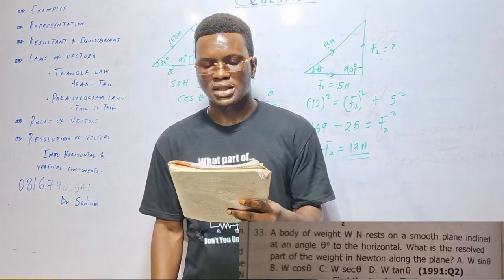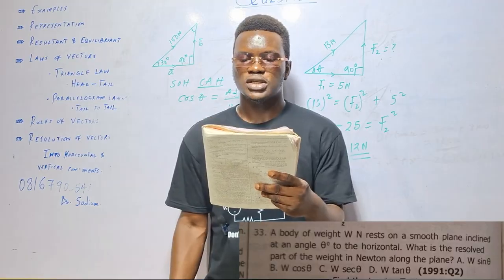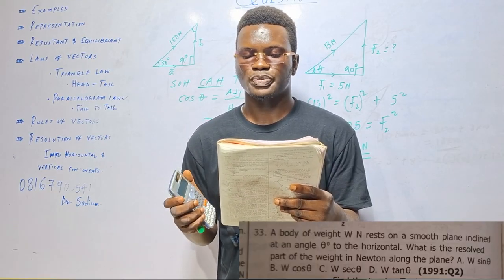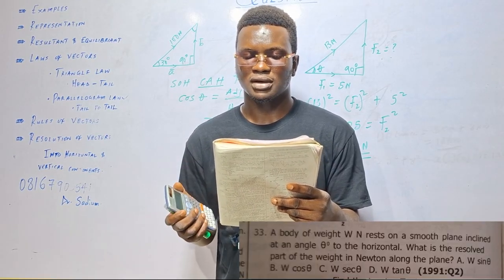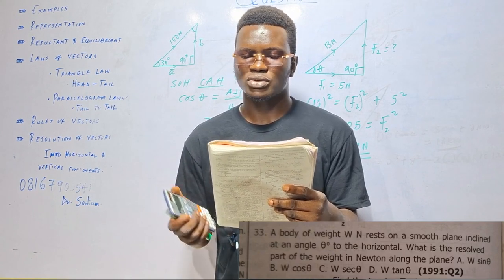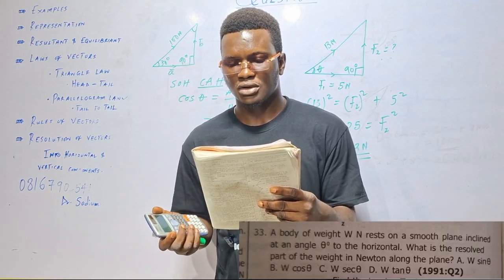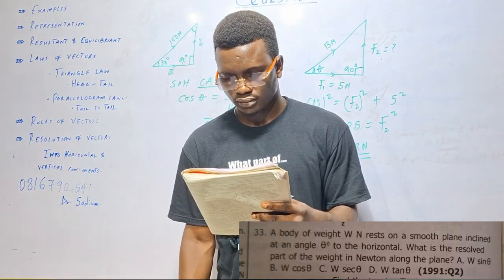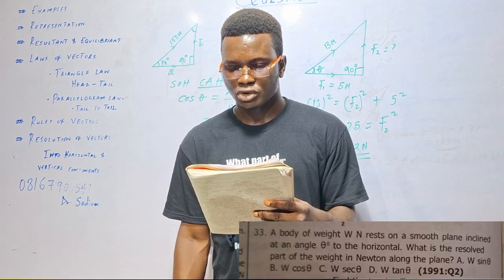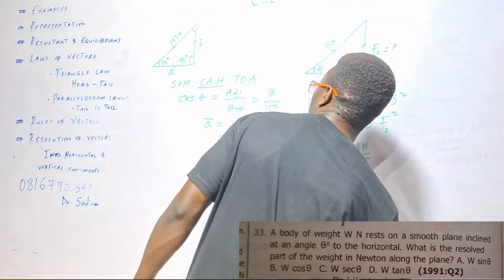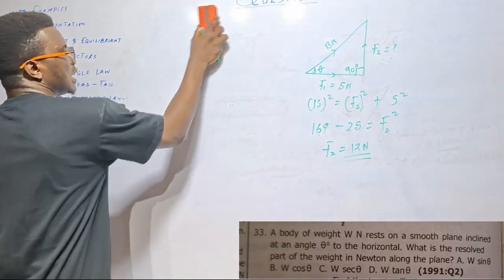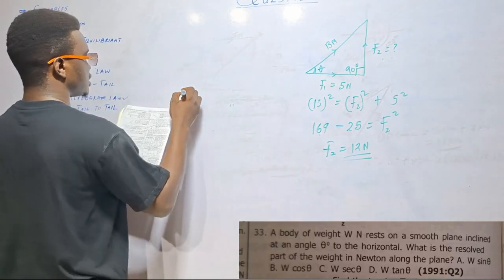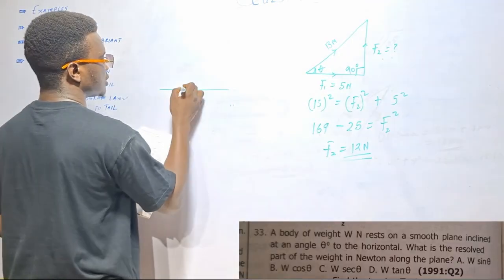In this one, you're told that a body of weight W Newton rests on a smooth inclined plane at an angle of theta degrees to the horizontal. What is the resolved part of the weight in Newton along the plane? Although a question like this is not really a vector question, we are going to do it when we get to Newton's laws of motion, the application of Newton's second law on an inclined plane. So we'll talk about it, but for now I will just explain it for the sake of the class.